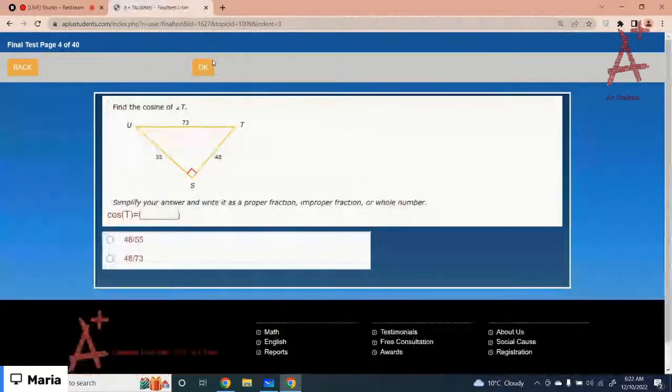Okay, you have to find the cos of angle T. Got it? So angle T is adjacent over hypotenuse. Got it? So according to angle T, adjacent is 48 and hypotenuse is 73, isn't it? So it would be 48 over 73. Got it?